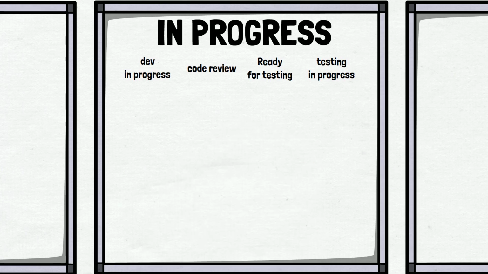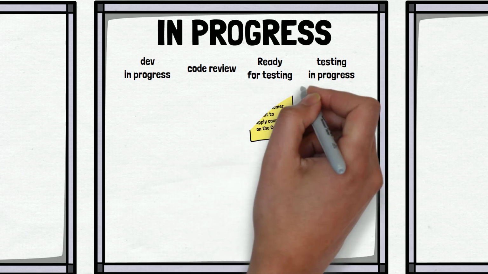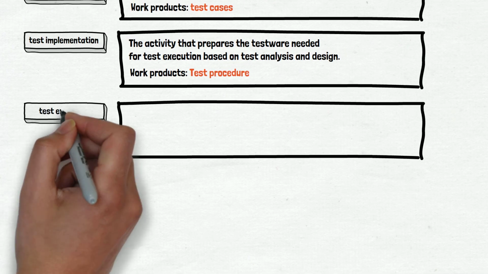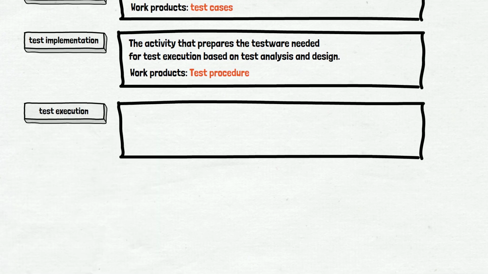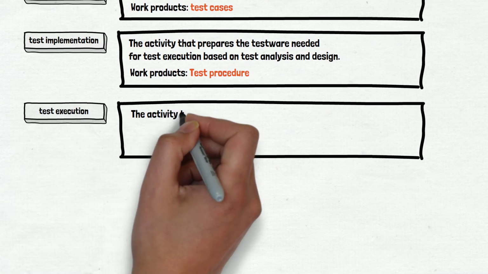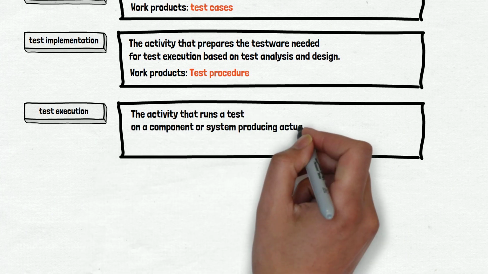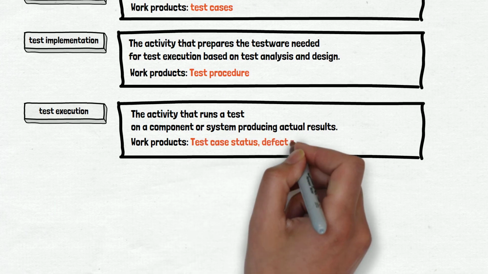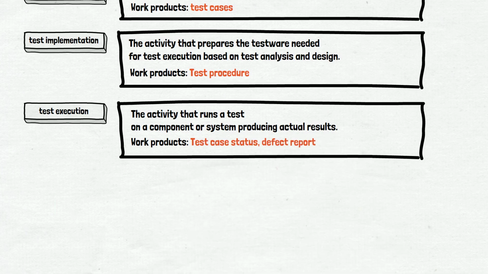Finally, Tuesday comes. And the dream comes true. The ticket is ready for testing. We move it to the testing in progress right away. It's time to start the test execution activity. The test execution is the activity that runs a test on a component or system producing actual results. And the main work products are test case statuses and defect reports. And to illustrate this, we don't need additional documents.